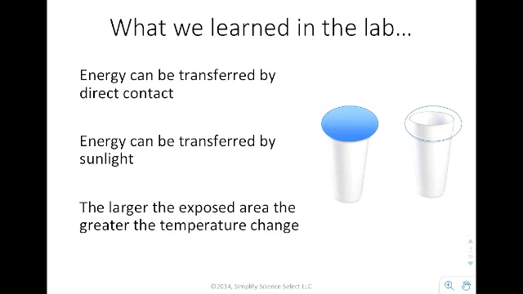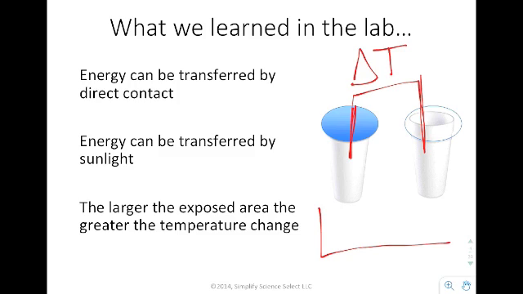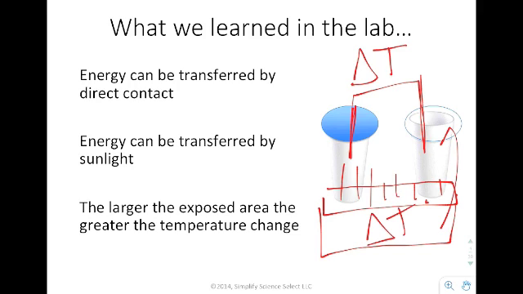In the lab, you should have learned that when energy comes into direct contact with something, it can be transferred by direct contact. So it can go to the atmosphere. If you touch something, it can be hot or it can burn you. But you should know that energy can also be transferred by sunlight. You should have seen a distinct temperature difference whenever you used foil versus saran wrap. There should have been a change in temperature between the two. We also learned that the larger the exposed area to the sunlight, the greater the change in temperature, because it's exposed to more sunlight.